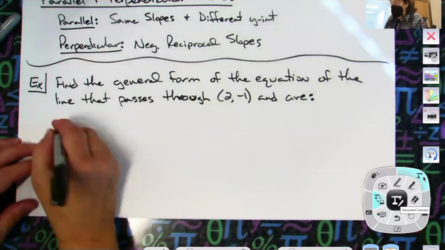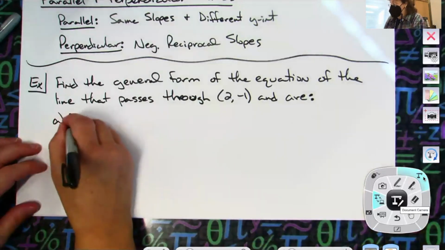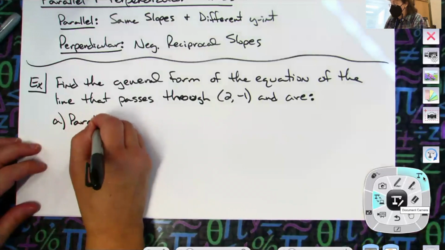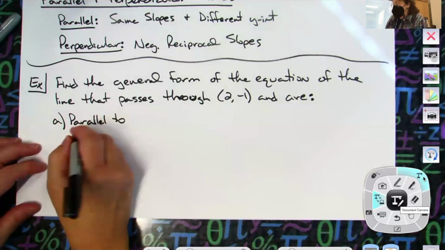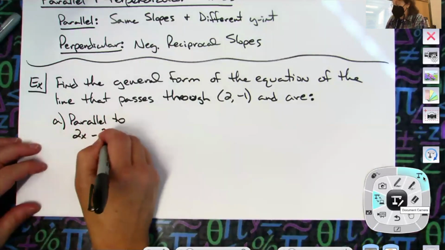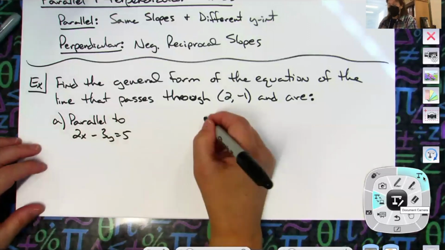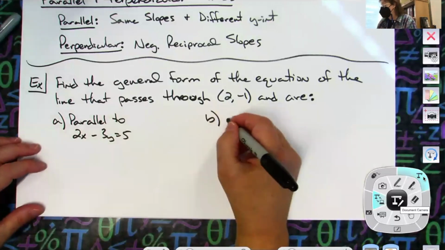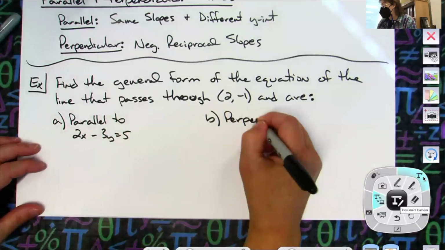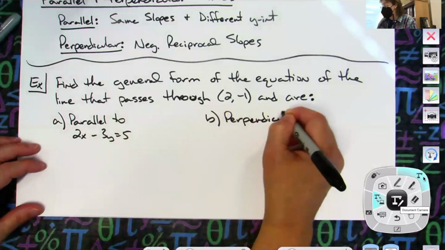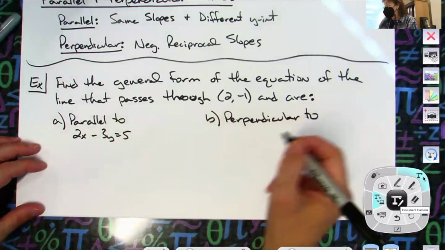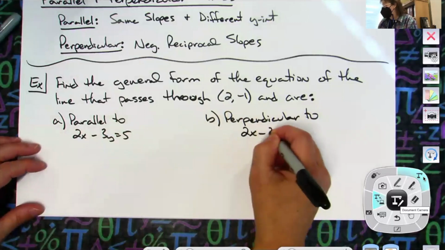Let's do a part A, that are parallel to 2x minus 3y equals 5. And then let's do a part B. So this way we can do one question with a part A, part B, and cover both examples here. They're perpendicular to 2x minus 3y equals 5.